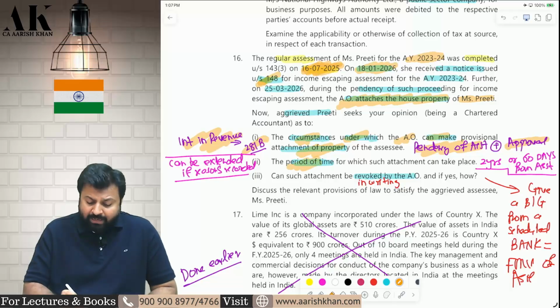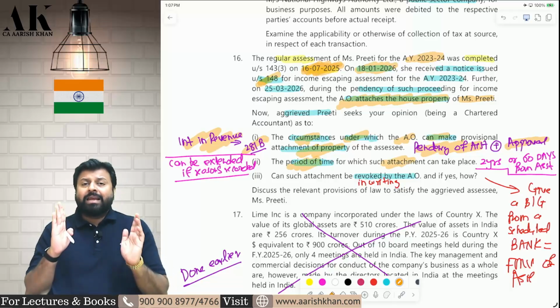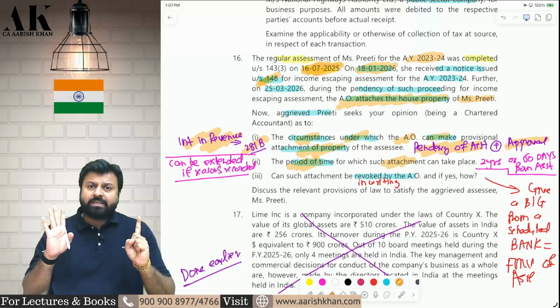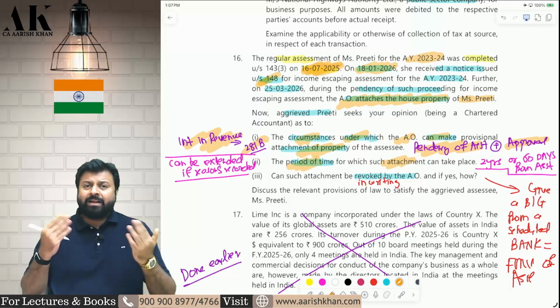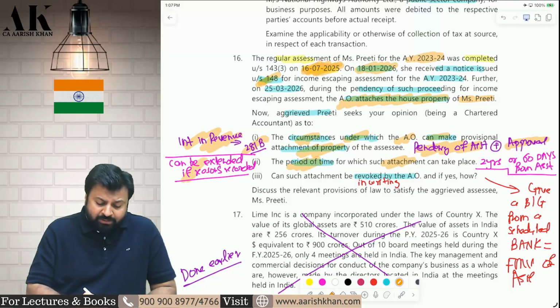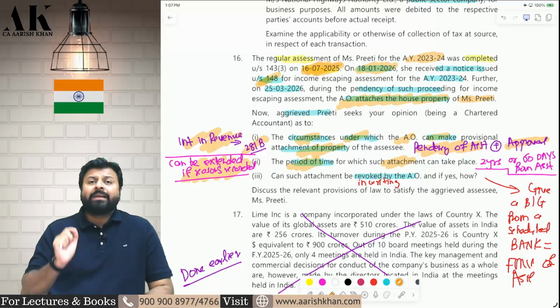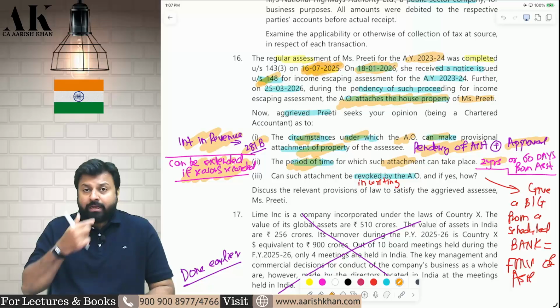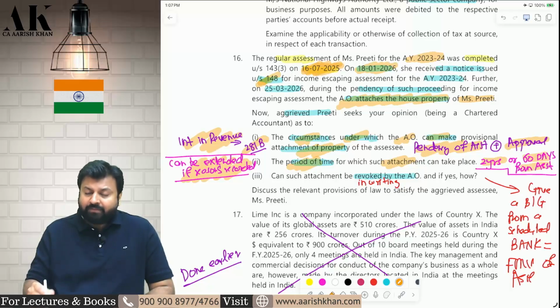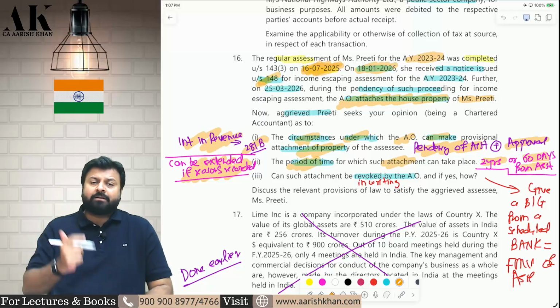Second, what is the time period for which such attachment can be made? They can provisionally attach your property for a period of 6 months from the date of order. Can that be extended? Yes. The officer has to record the reasons in writing. Then it can be extended for a period of 2 years or 60 days from the end of the completion of assessment, whichever is later.